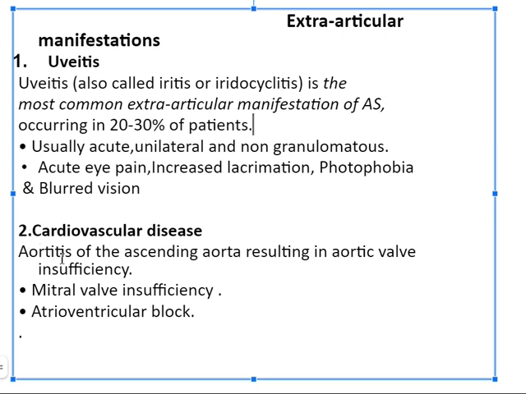Another extra-articular manifestation is cardiovascular disease. We already know it is aortitis leading to aortic wall insufficiency, that is aortic regurgitation. Acute aortic regurgitation, and also mitral wall insufficiency, mitral regurgitation, and heart blocks.